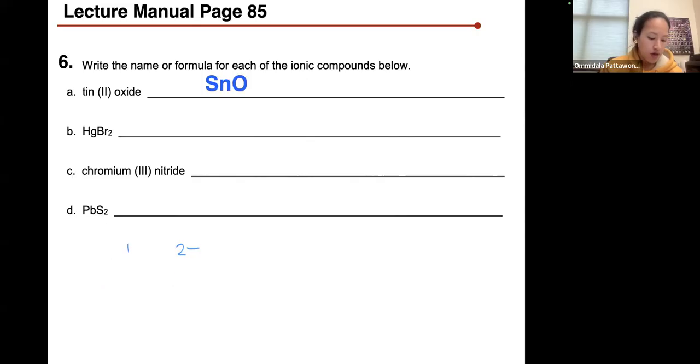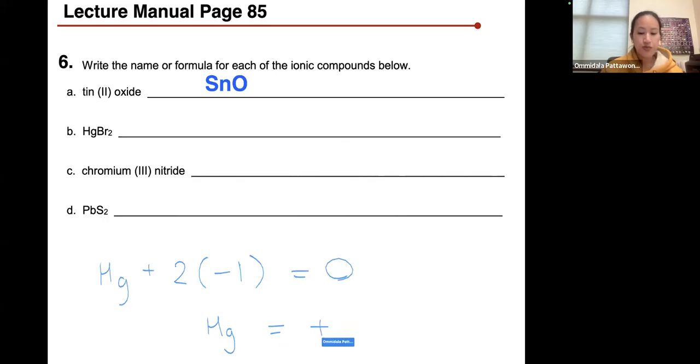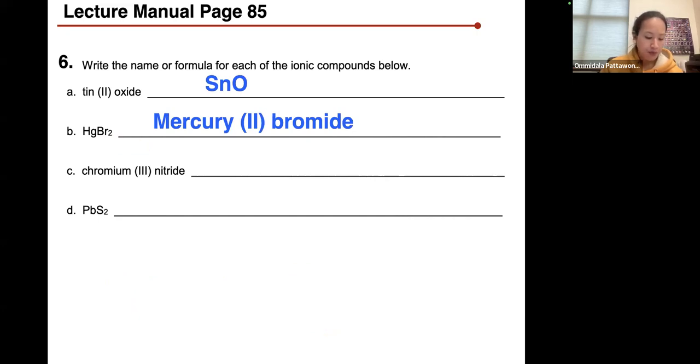Next one, mercury. In this case, mercury is a transition metal, so we need to deduce the charge. I don't know the charge of mercury, but we know the charge of bromine. Each bromine is -1. Together, we need this to add up to 0. So we'll see that mercury in this case is +2. Therefore, in the name, it would be mercury(II), and then ending with -ide for bromine. Okay, so bromide, because it's just one single element for this anion. Oops, sorry.